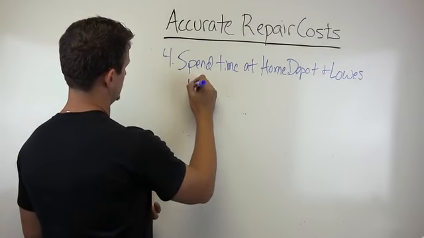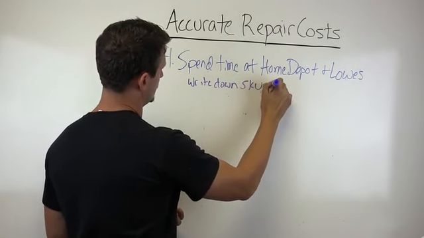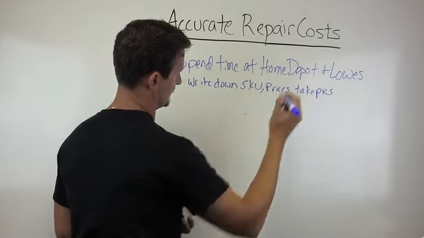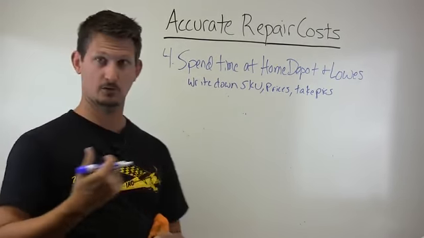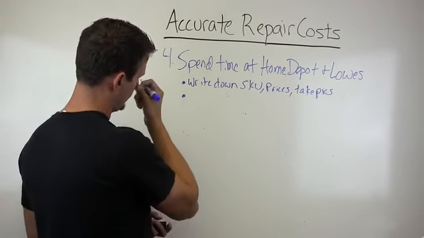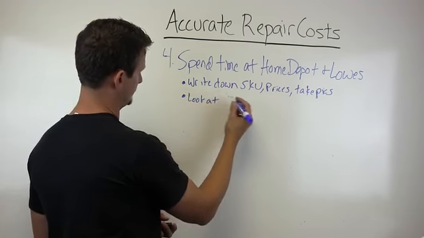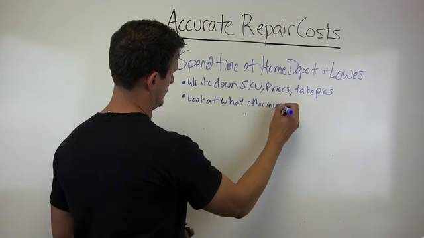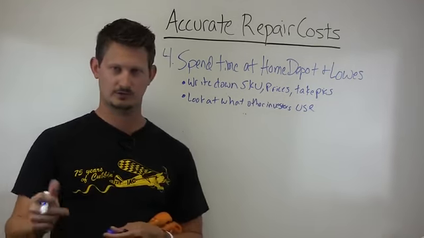So write down SKUs, prices, and then take pictures of some of the materials like bathroom vanities, stuff like that, so you have an idea of which one it was, and you don't have to go back to Home Depot every single time. And then what you also look at is what the competition is using. That says look at what other investors use. You want to look at what your competition is using.